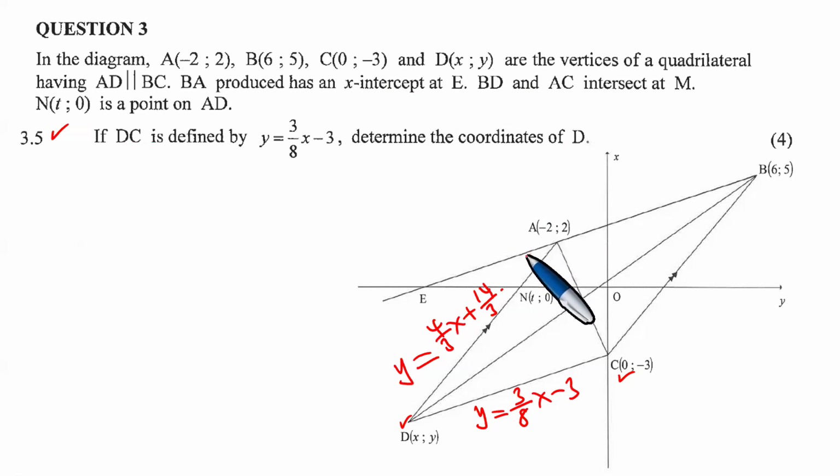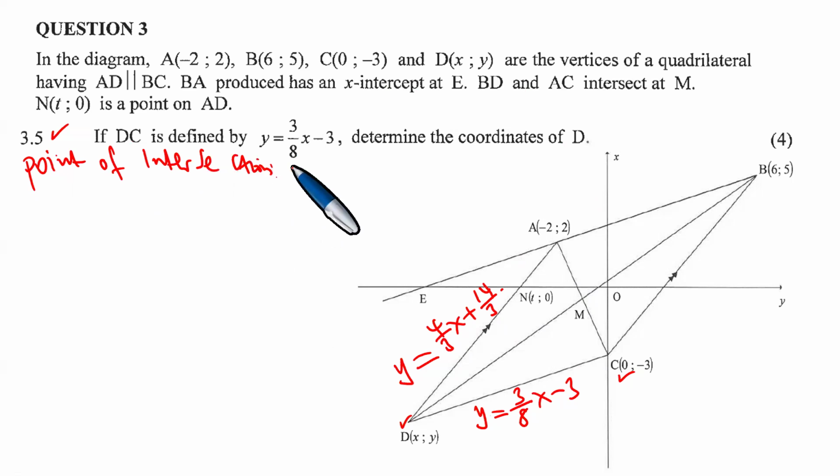All right, and now we continue to then say in 3.5 we want to determine the coordinates of D, and to find the coordinates of D, we find the point of intersection. So D is the point of intersection of the two lines. We're dealing with a point, right? We're dealing with the point of intersection. What do we do with the point of intersection? Point of intersection means y equals y.